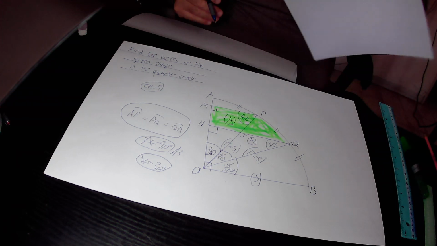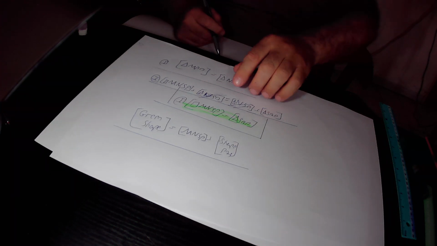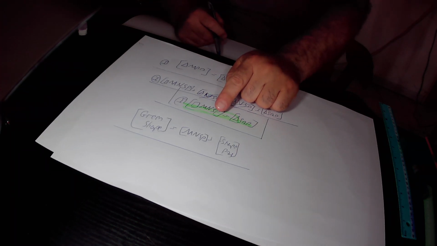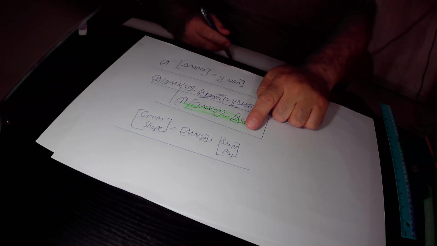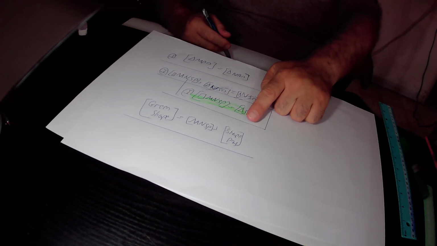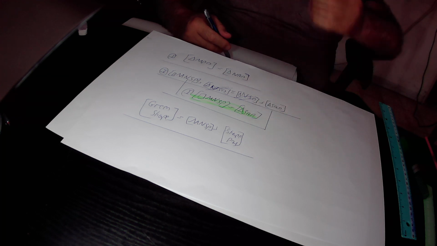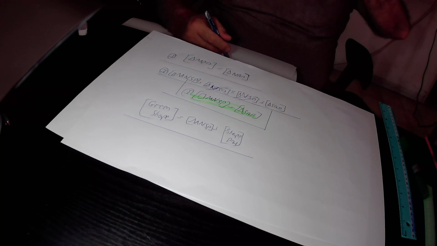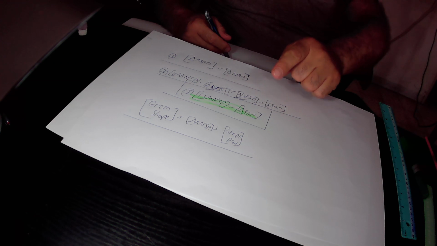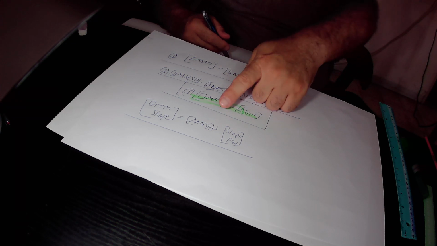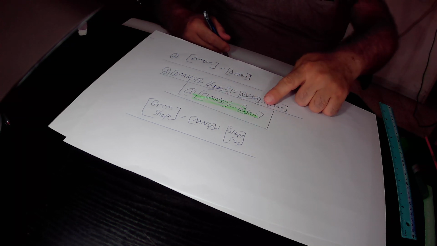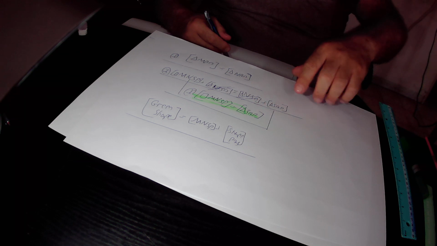Okay, again, I shall find out that the area of the green shape in total equals the area of quadrilateral MNSP plus the area of shape PQS. But we already found out that the area of quadrilateral MNSP equals the area of triangle SQO, therefore we can substitute the area of quadrilateral MNSP by the area of this triangle SQO.